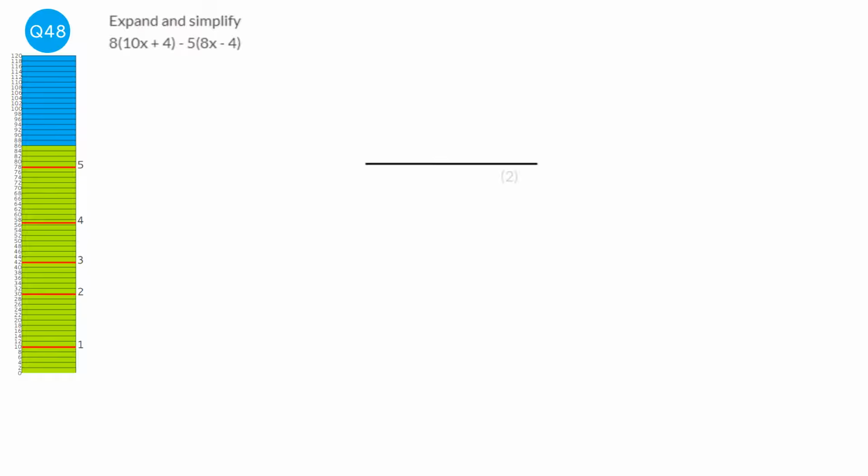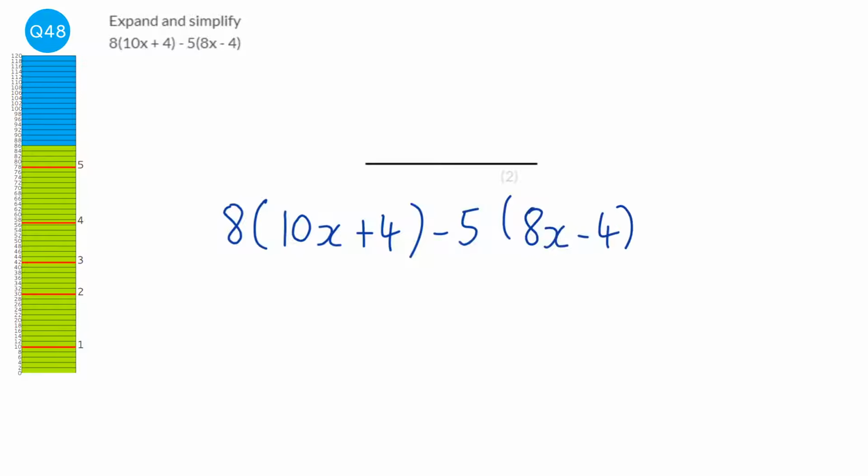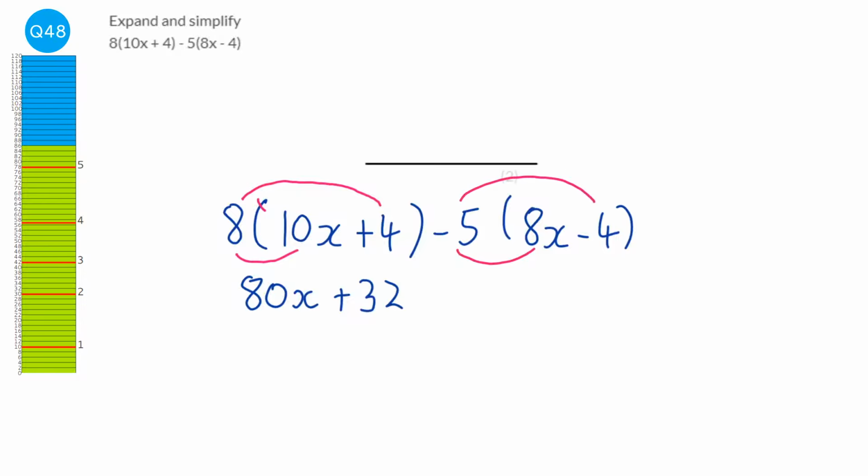I'm just going to write the question out so we've got a little bit bigger writing to play with here. And it doesn't actually matter which method you expand these brackets with. I'm going to use Smiles and Rainbows. So we multiply the 8 by the 10x, which will make 80x, and multiply the 8 by the 4, which will make 32. Now here we've got a minus 5 on the outside, so we do minus 5 times 8x, which is minus 40x, and minus 5 times minus 4, which is actually plus 20.